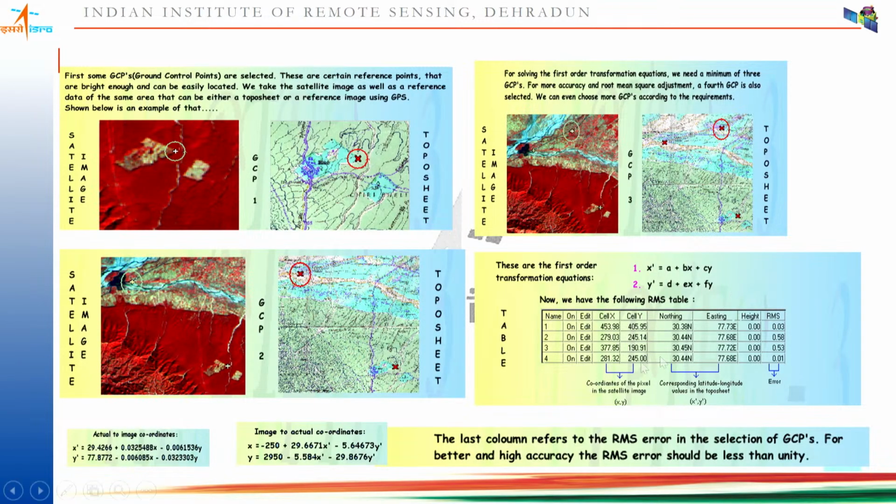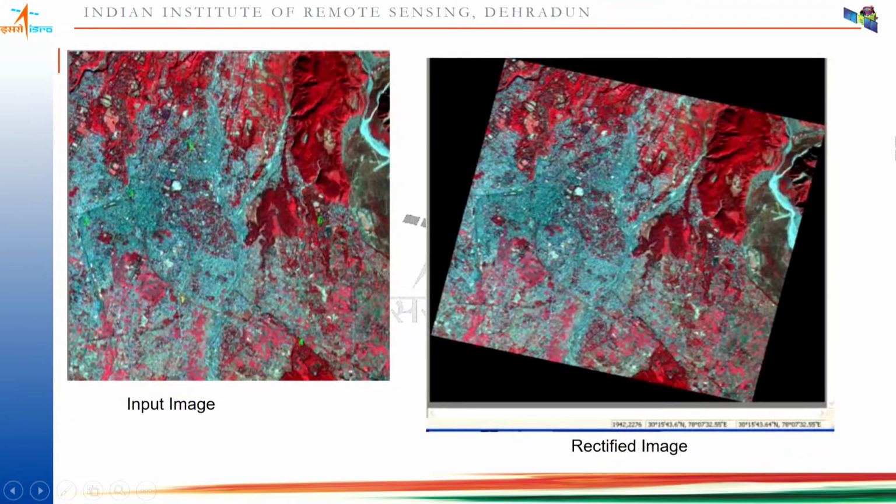So on the image, this is how you are going to do it. On the image, you identify a ground control point. The corresponding point you identify on the topo sheet. You do this for a minimum of 4 ground control points, and then you get the RMS error for each ground control point. If this RMS error is less than 1 per ground control point and the average is less than 0.5, then that means your transformation is good and you can go for resampling. So after resampling, the image gets aligned according to a north-south oriented map. That means my image gets rectified.